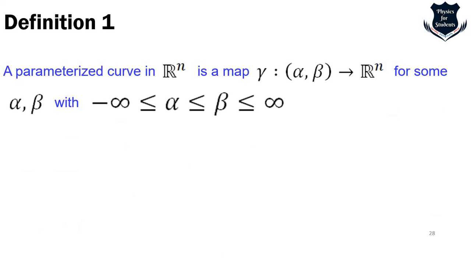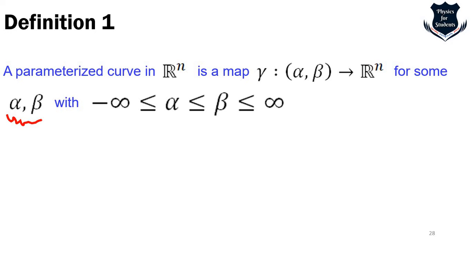So we come to the first formal definition. A parameterized curve in R^n is a map gamma which takes (alpha, beta) and maps to R^n, for some alpha and beta ranging from minus infinity up to plus infinity, taking the variable t greater than or equal to alpha and less than or equal to beta. A parameterized curve whose image is contained in a level curve C is called a parameterization part.